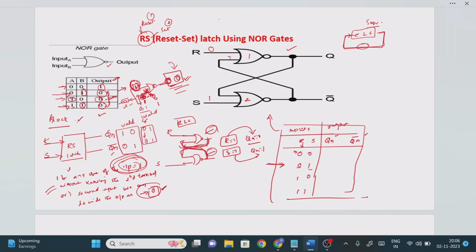So now see that I don't know this second input terminal value, but I need to find out the Qn value as well as the Qn bar value, right? If you don't know the second terminal, and you want to find the output by using the single terminal, then you need to remember this one. What is the concept? If any one of the inputs equals 1, then the output equals 0, right?